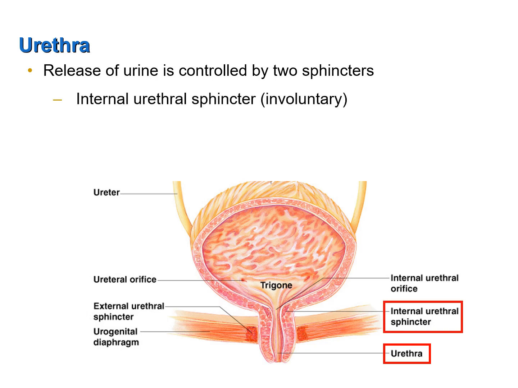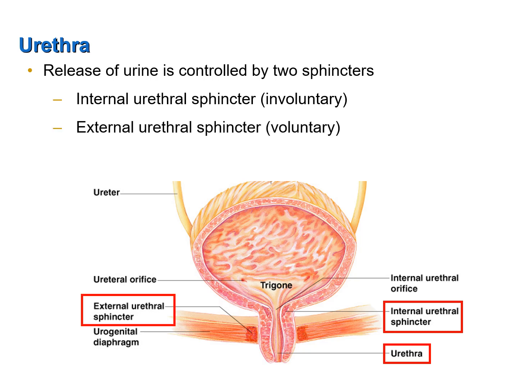We have an internal urethral sphincter, which controls the movement of urine from the bladder into the urethra, and this is composed of smooth muscle, so it is not under voluntary control, it's involuntary. And then we have the external urethral sphincter, which is composed of skeletal muscle, and so it is under voluntary control. Now, the significance of this is that the process of urination therefore has both an involuntary and a voluntary component, as I'm sure you have experienced.